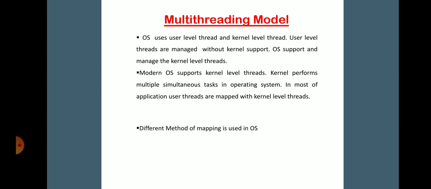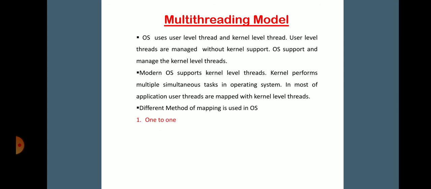The different methods of mapping used by operating systems are as follows: first is one-to-one, second is many-to-one, and third is many-to-many. Let's see the one-to-one multithreading model. The one-to-one model shows user level threads provided with kernel level threads, meaning each user level thread is provided with a kernel level thread as shown in the figure.